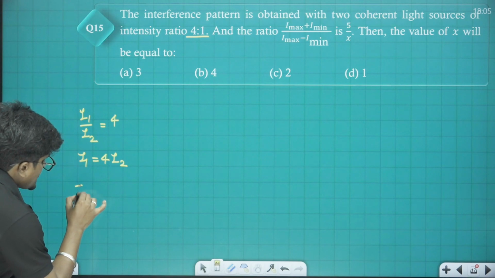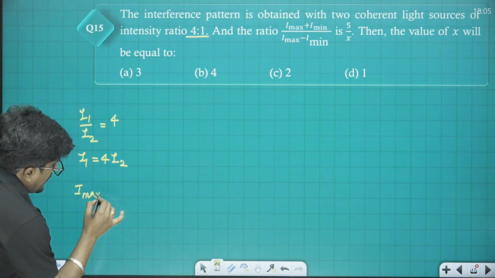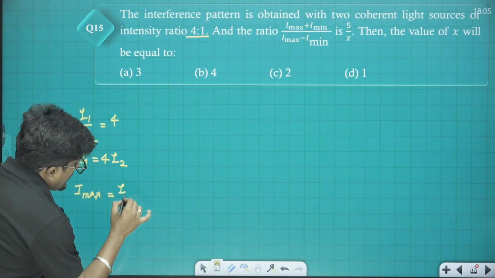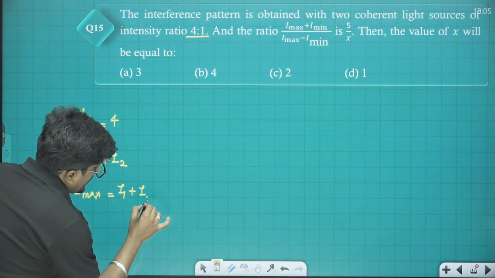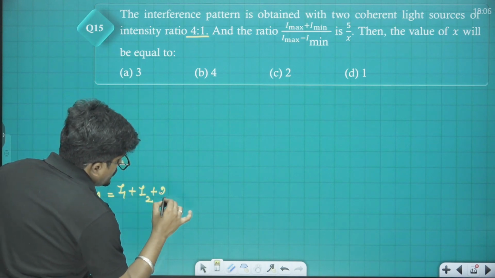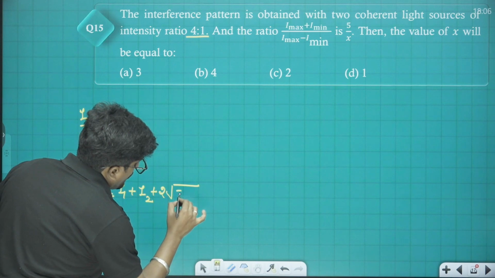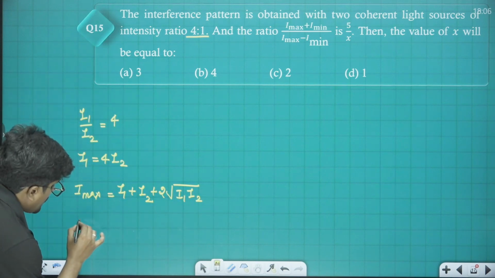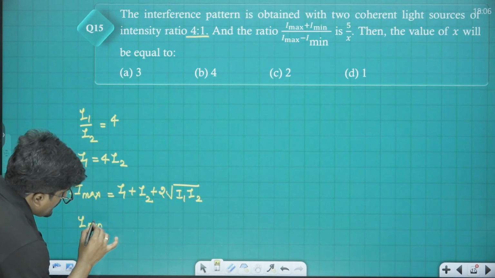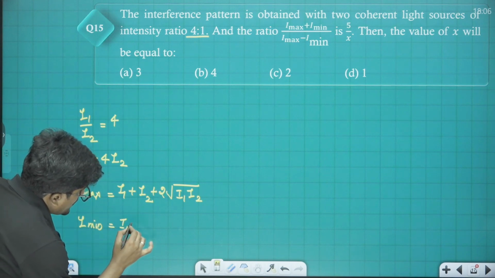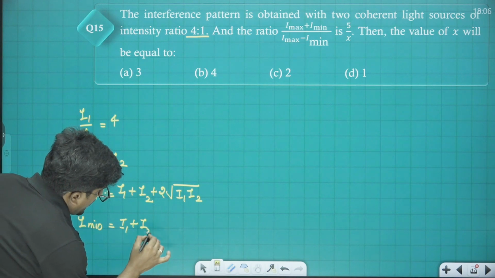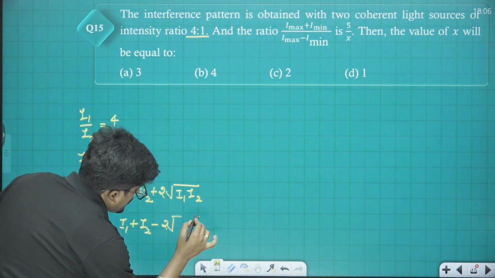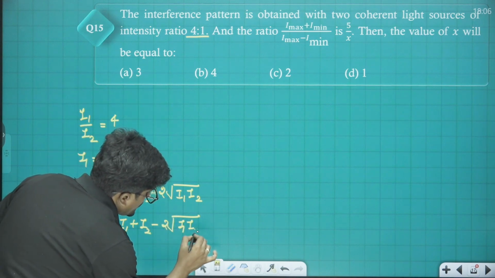Now please tell me, what is the expression for I max? I max needs to be I1 plus I2 plus 2 times root of I1 into I2. That is I max. And what about I minimum? I minimum needs to be I1 plus I2 minus 2 root of I1 into I2.